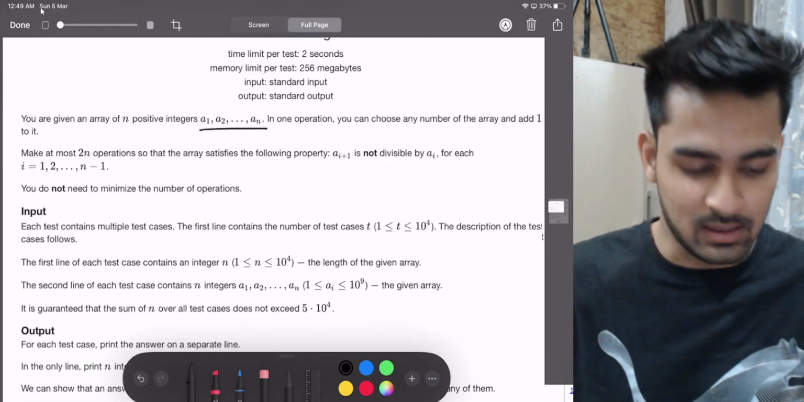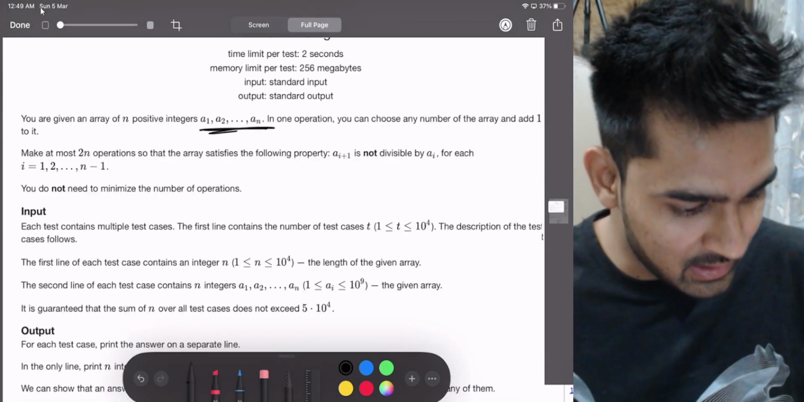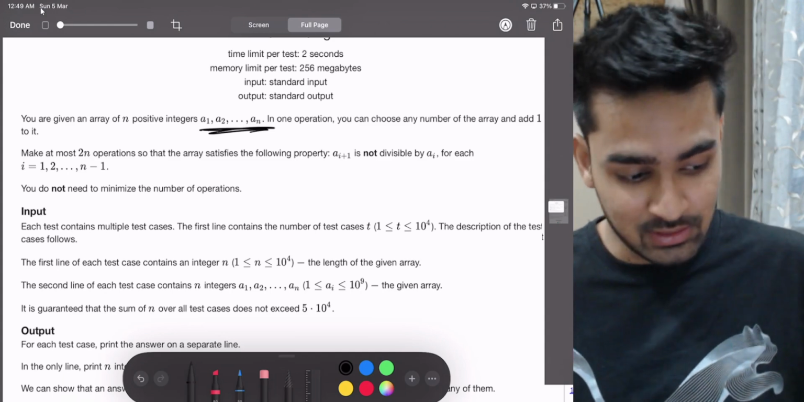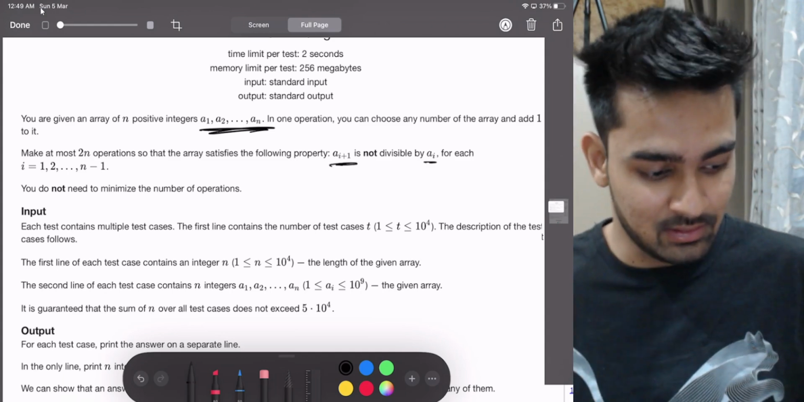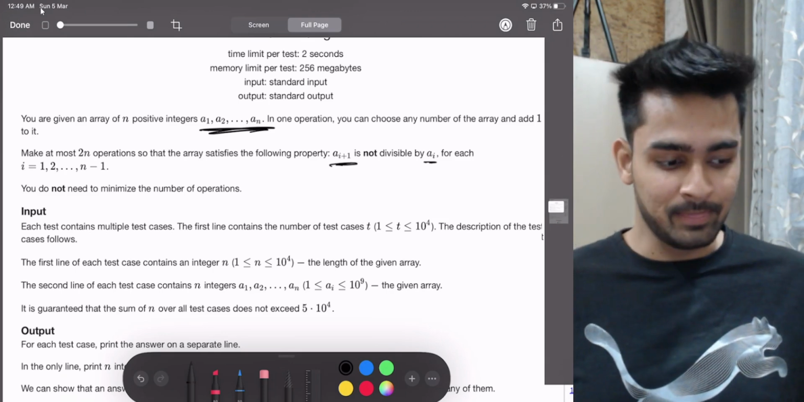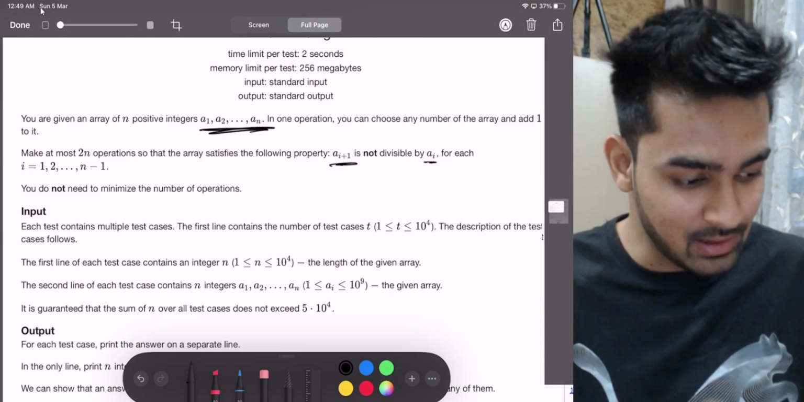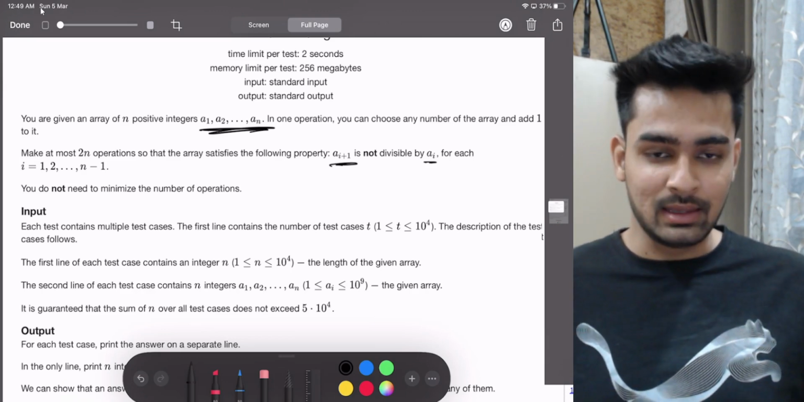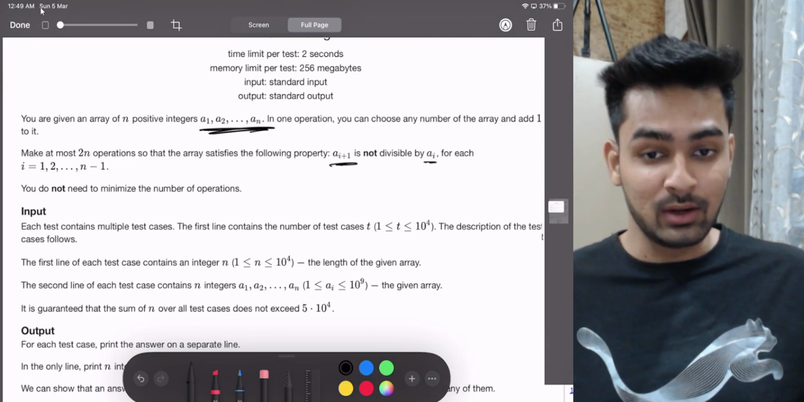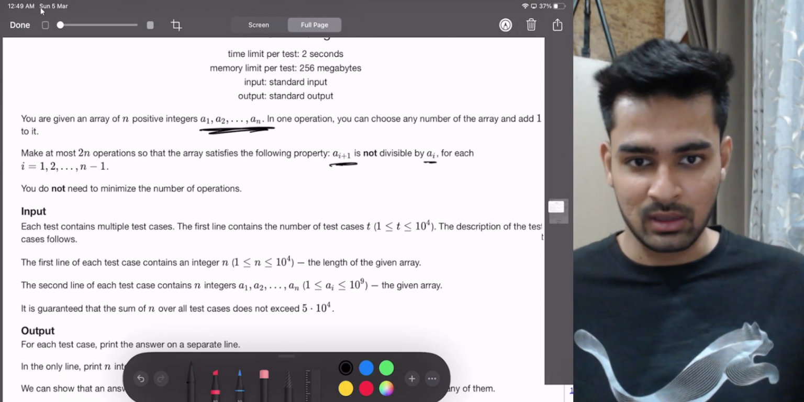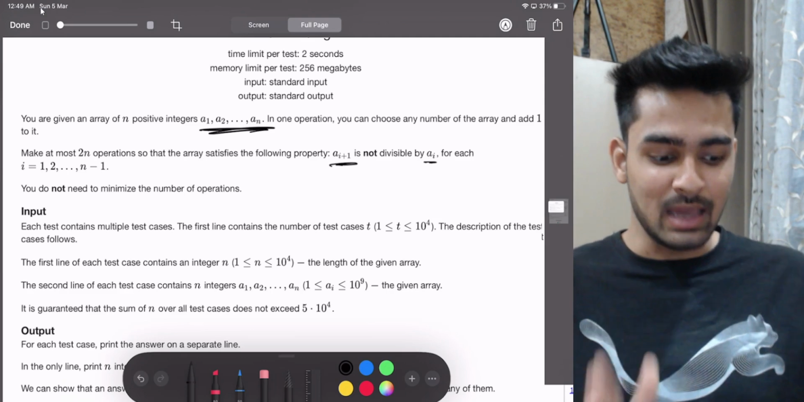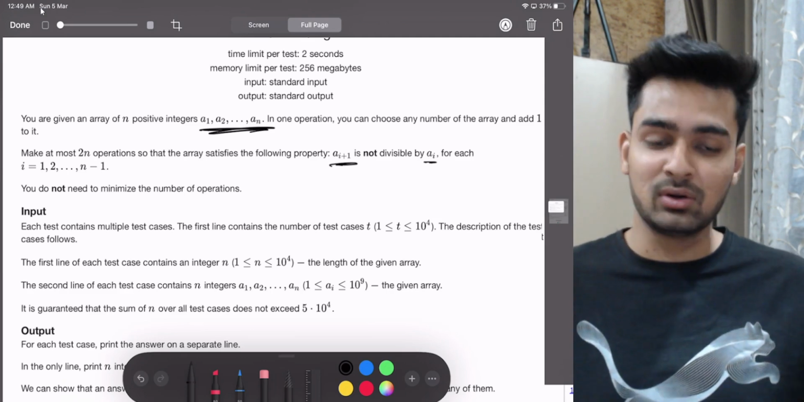So we're given the entire array a1 till an. Now what we have to do is make sure that ai plus 1 is not divisible by ai for every i. The operation that we can do is add one value to any index, and we can do this at most 2n times. We don't need to minimize the number of operations. All we have to do is return the array in which ai plus 1 is not divisible by ai.